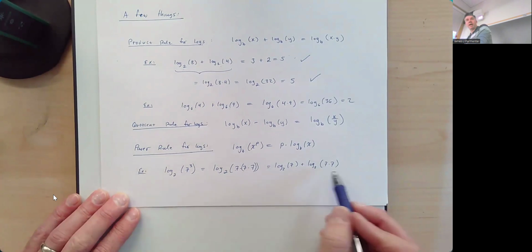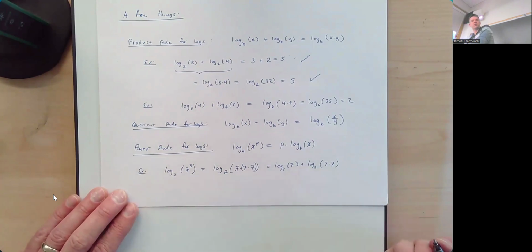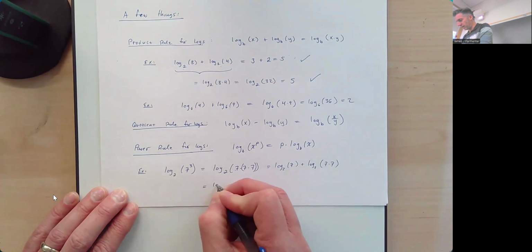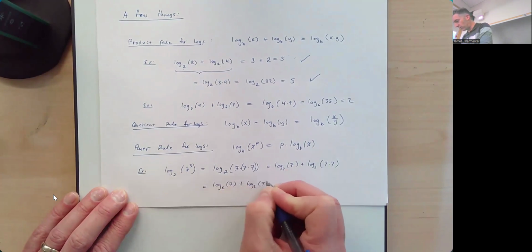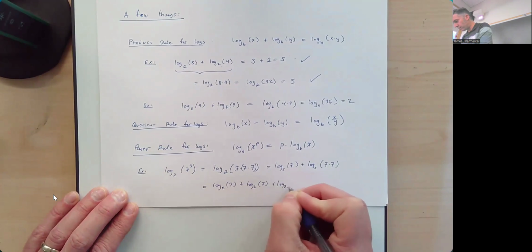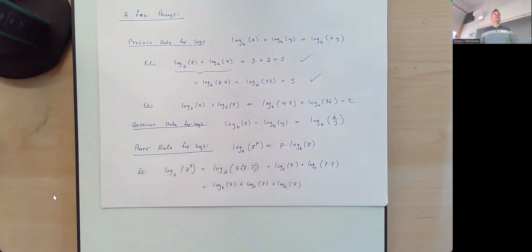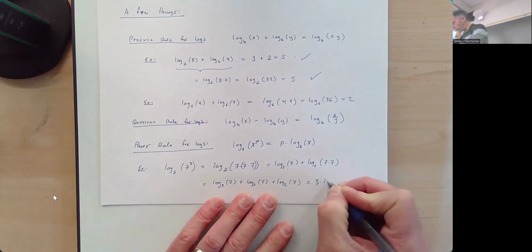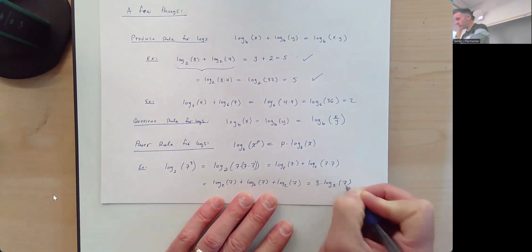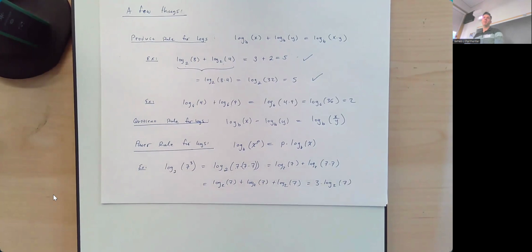And then I could break that up again. I don't really need to take two steps to do this, but it's perfectly fine. Say that's log base 2 of 7 plus log base 2 of 7 plus log base 2 of 7. But I'm adding up the same thing 1, 2, 3 times. And just like 5 plus 5 plus 5 is 3 times 5, log base 2 of 7 plus log base 2 of 7 plus log base 2 of 7 is 3 times log base 2 of 7. So that's why that rule works that way. The power just comes down.